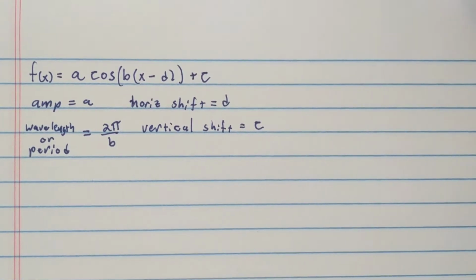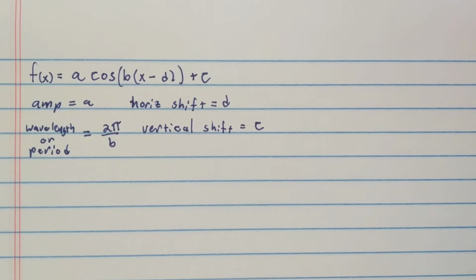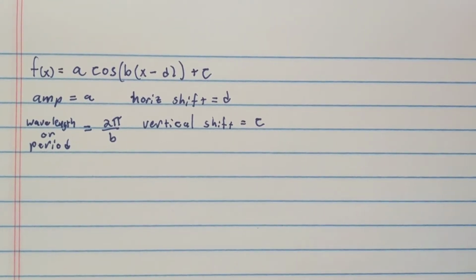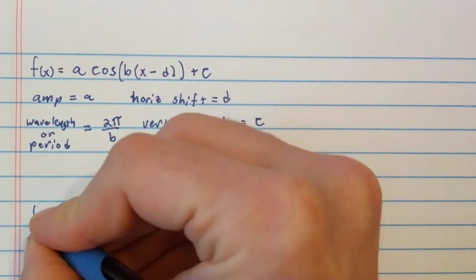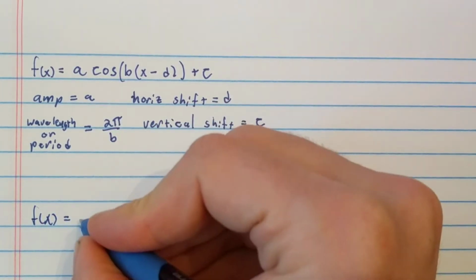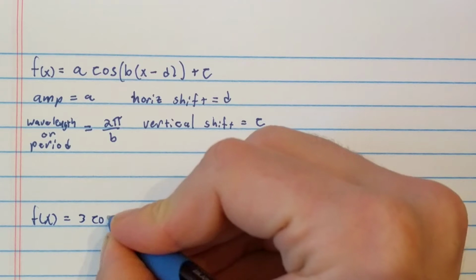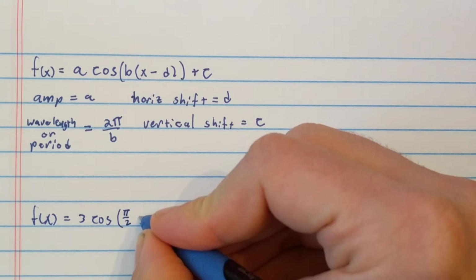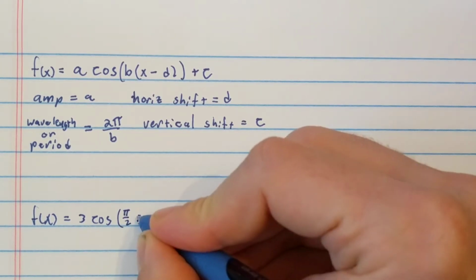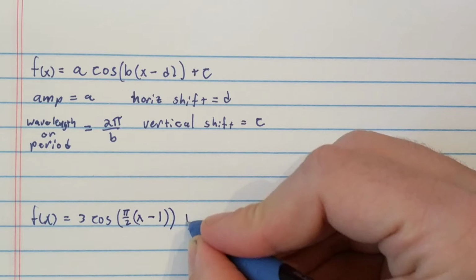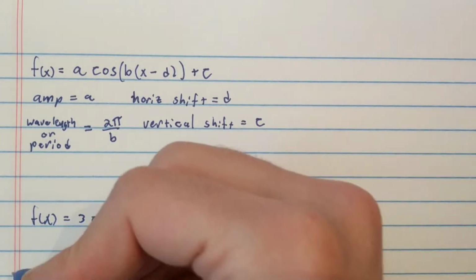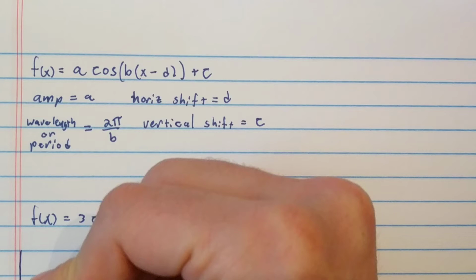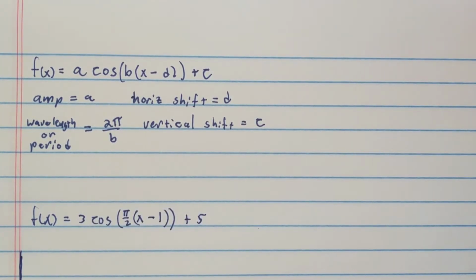So let's do a quick example, and then we'll do another one with sine. Again, this is review, so hopefully this is a bit of a reminder. So let's graph f of x equals 3 cosine of pi over 2 x minus 1, and we'll add 5. Okay, so to graph, I would like you to draw your own axis, just because I think it's a lot easier.